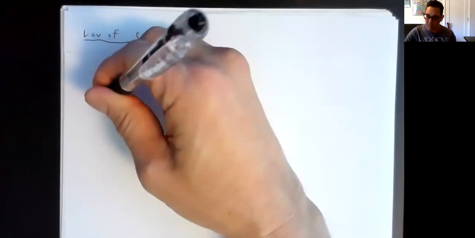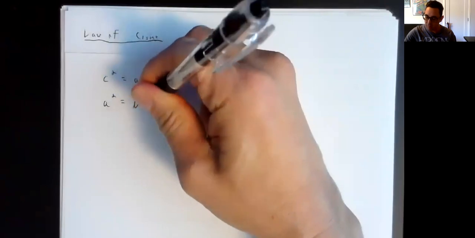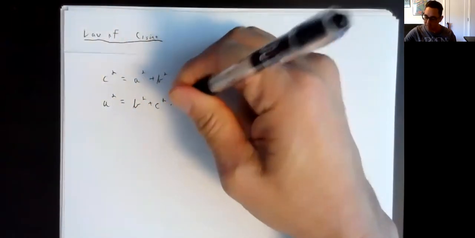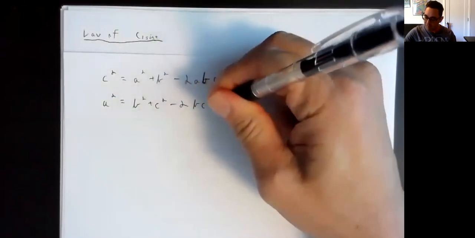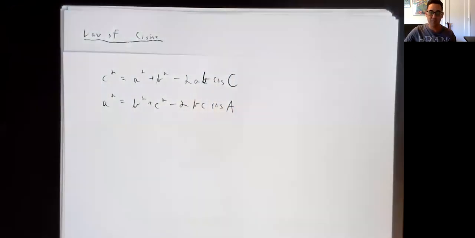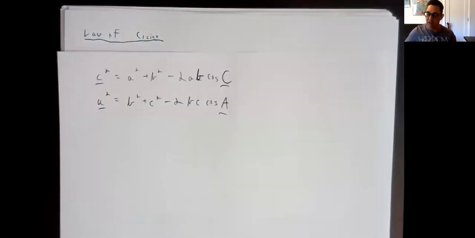So let's say you're missing the A side, then you say A squared equals the other 2 sides, B squared plus C squared, minus 2 times these 2 sides again, BC, times the cosine of what you started with, A. All right, remember the ends are always the same. The ends are partners, side, angle, angle.